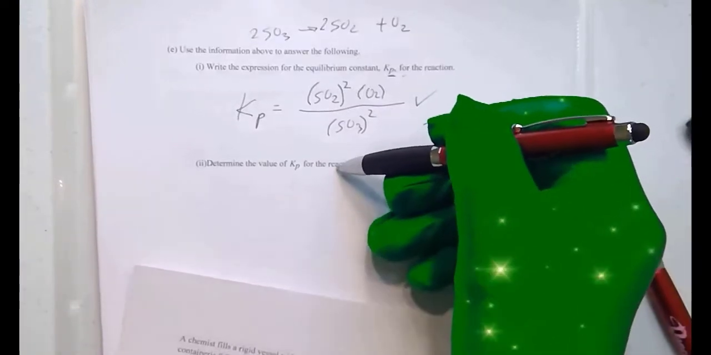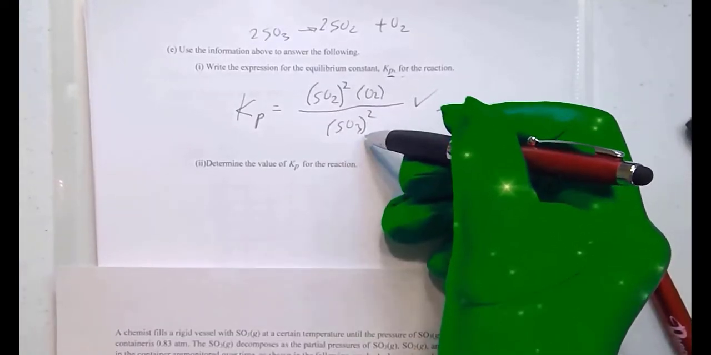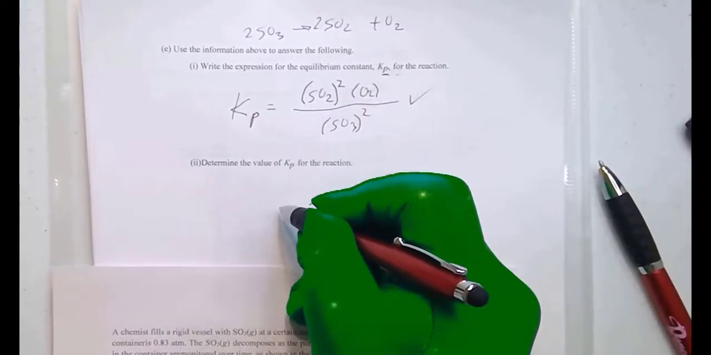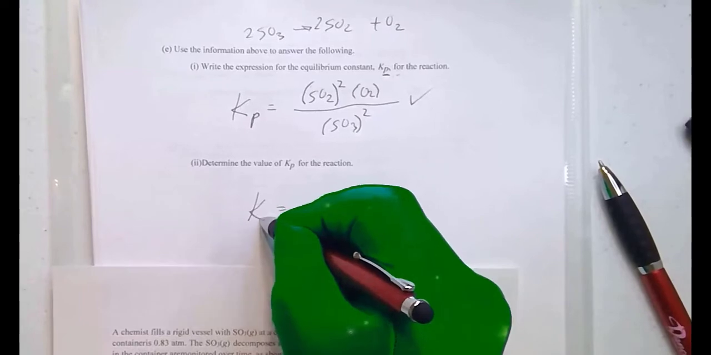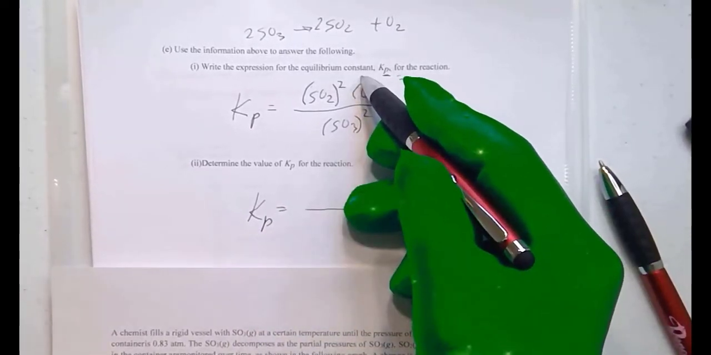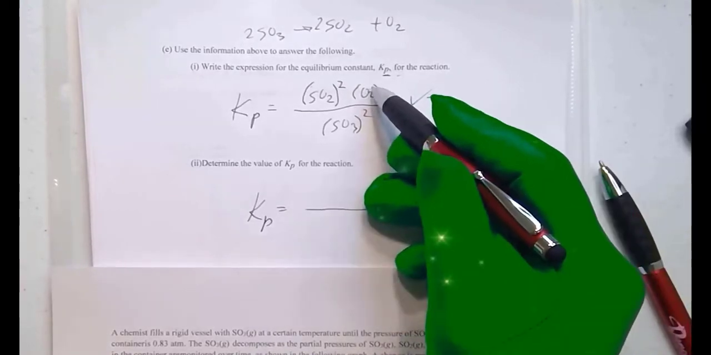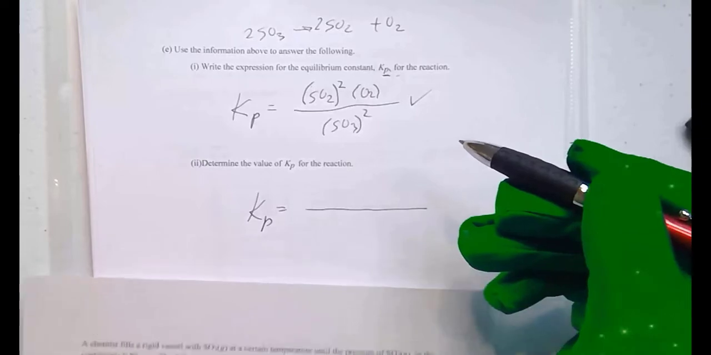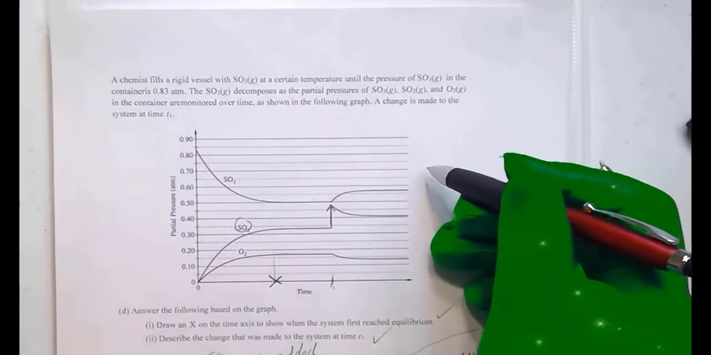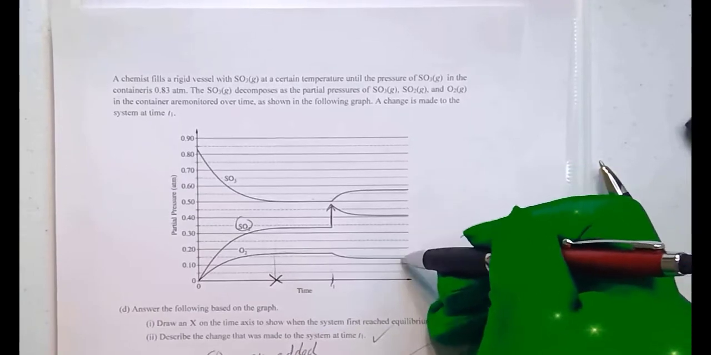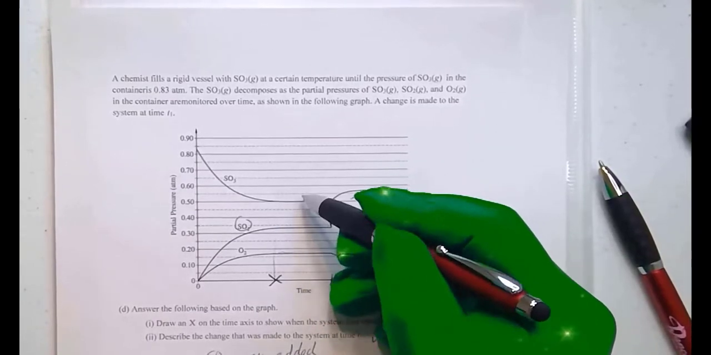Okay, determine the Kp for the reaction. So we're going to have to know these pressures and plug them in. Well, we've got the equation. Plugging them in, if you put the right numbers in and followed it, they wouldn't double penalize you. But we've got to look over here and find an equilibrium situation. You could use it here, here, here, or here. Either one of these spots.